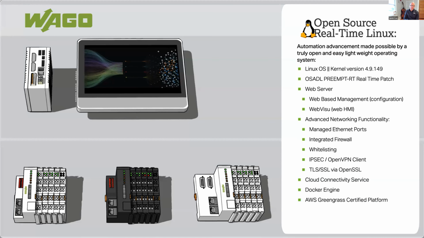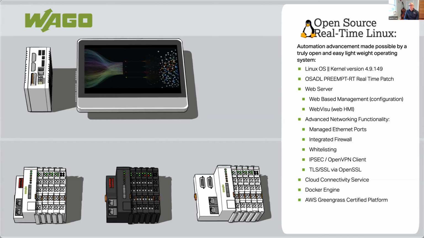Now, with the exception of our edge computer, all of these products run the same or relatively same open source real-time Linux operating system. This is a very lightweight Linux that is designed to host the PLC runtime. So it's got a real-time patch with the open source automation development lab's PREEMPT_RT real-time patch. But they all run a modern kernel 4.9. They are preloaded with a web server that's used for configuration of the devices. There's a web visualization component from the PLC as well. So these can run an HMI directly on the web server.